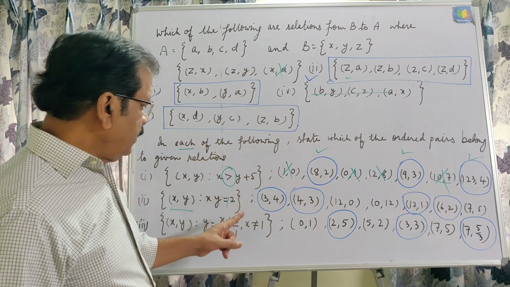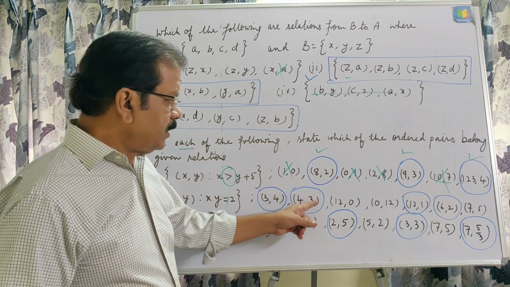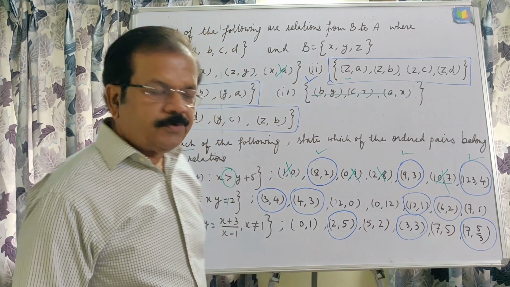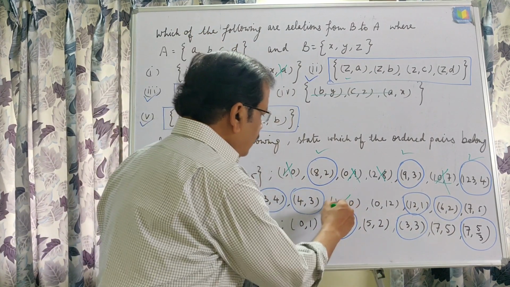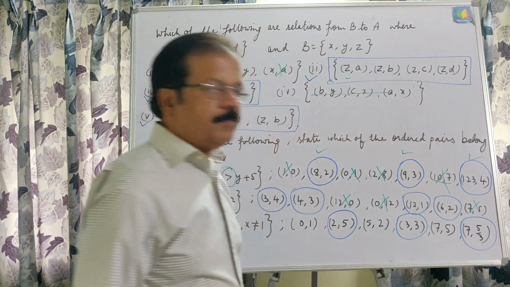Okay, and then 3, 4 gives 12, 4, 3 gives 12, 12, 1 gives 12, 6, 2 gives 12. These 4 will be taken. This is 0, this is 0, and this is 35, and this will not be taken.